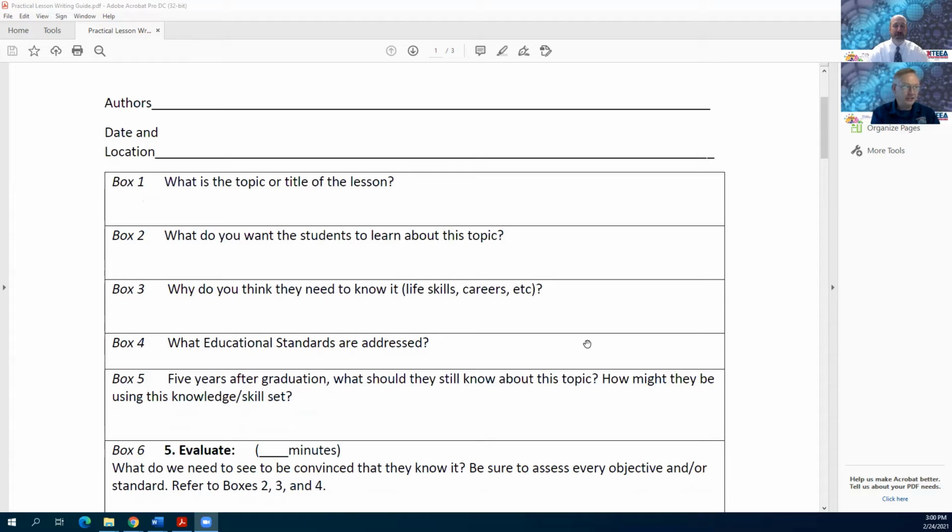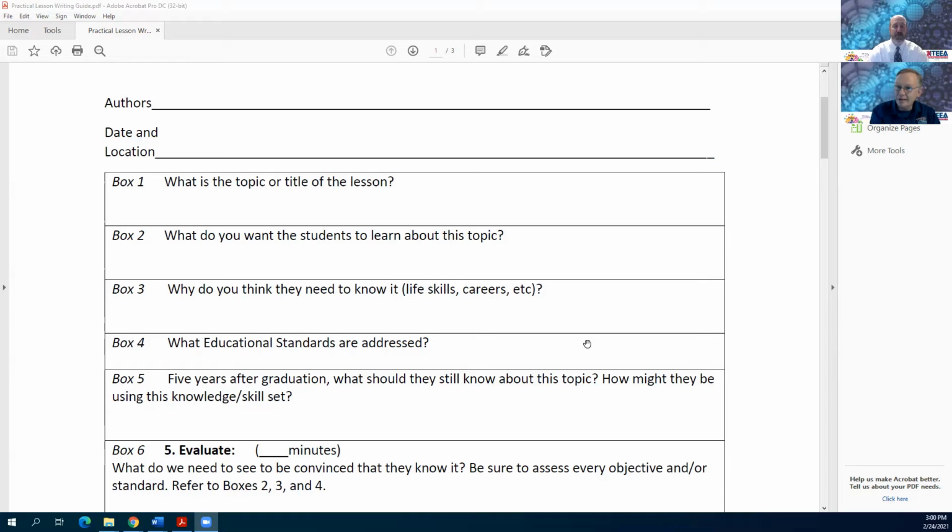Then educational standards. Maybe we're looking at the standards for technology and engineering literacy, or maybe the Next Generation Science Standards, or maybe the math standards or something like that. But what standards are being addressed here? Write those down.